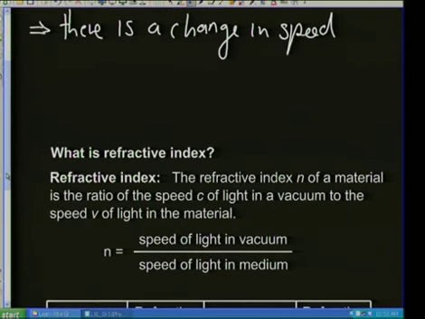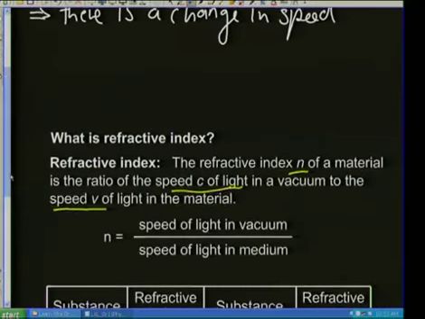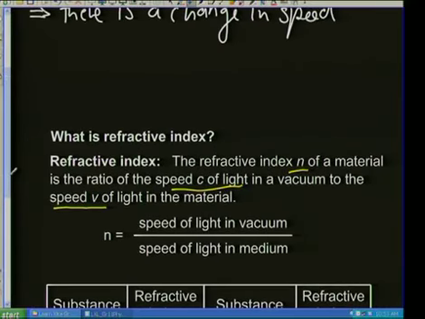And the easiest way to look at this change in speed is to come up with a constant for each material. And we call that constant the refractive index. So the refractive index, N, just underline that, of a material is the ratio of the speed of light in a vacuum to the speed V of the light in the material. So there's the simple equation. We've got N is equal to the speed of light C divided by the speed of light in the material, which we give a symbol of V.